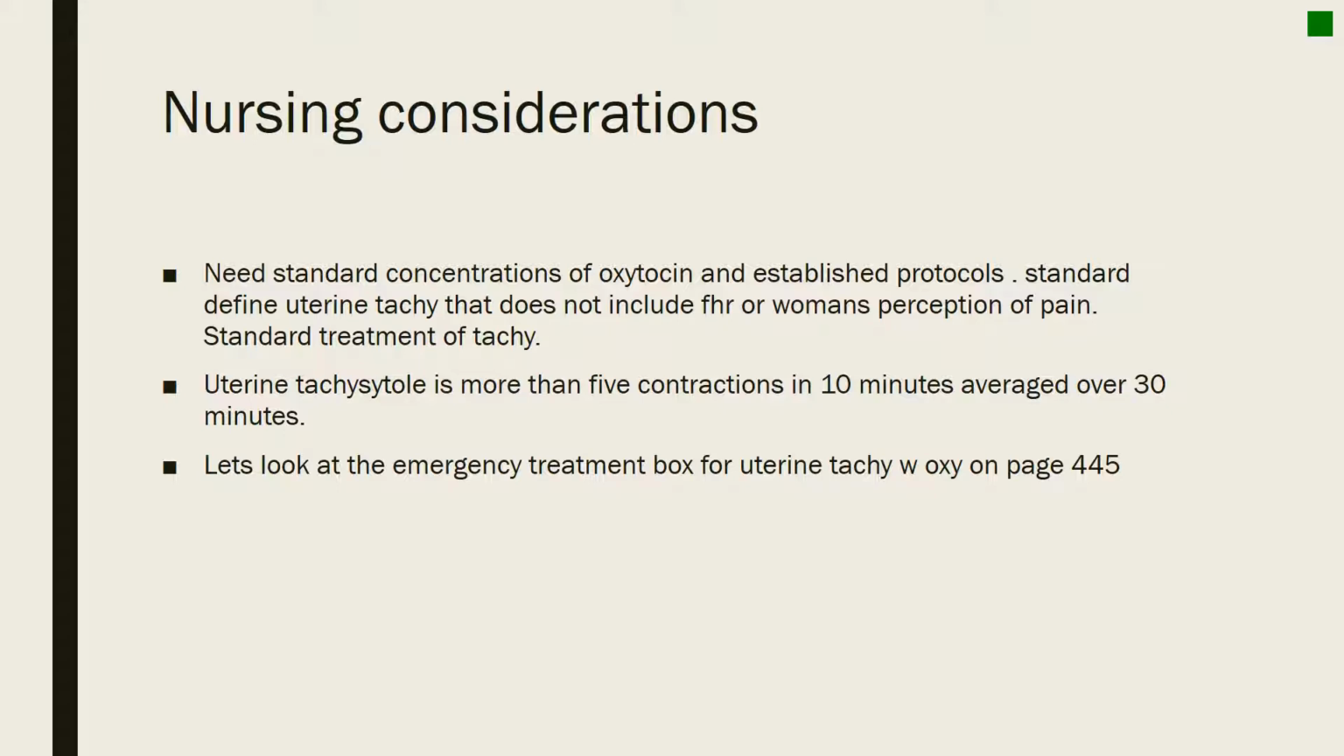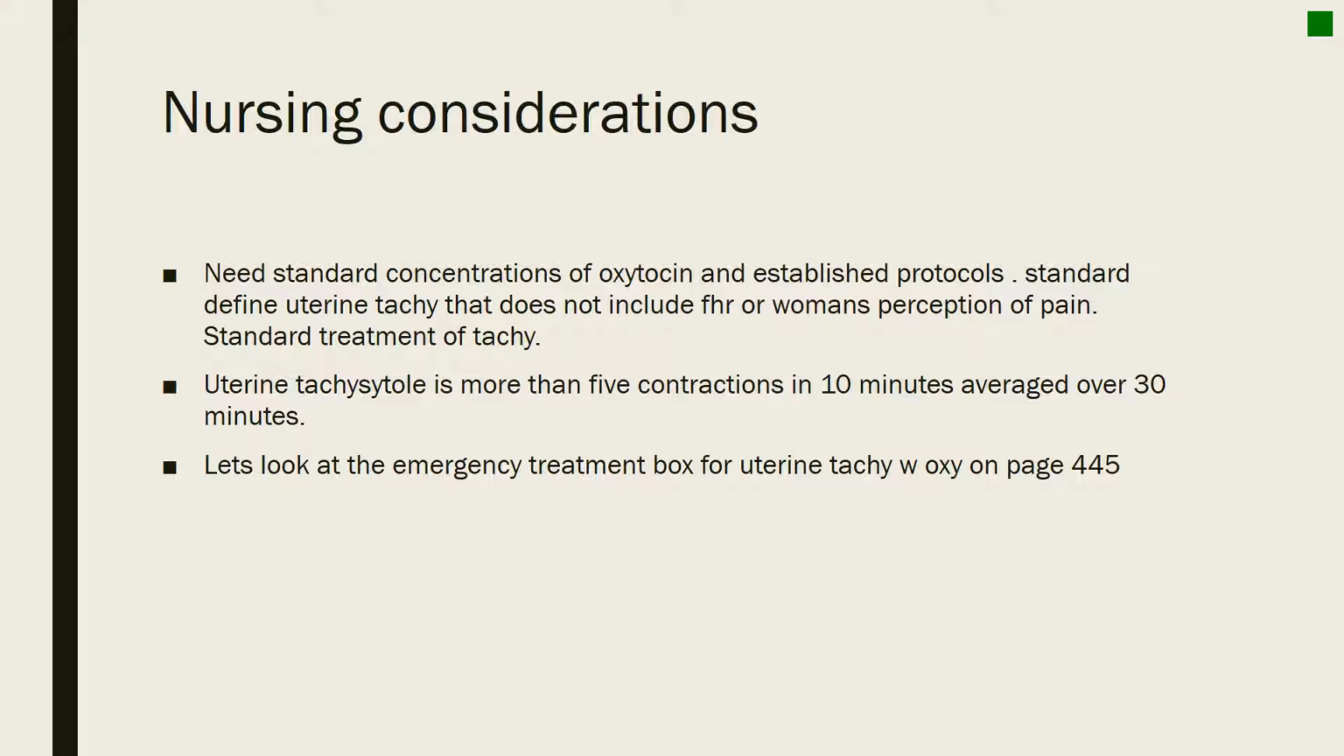All right, nursing considerations. There has to be a standard concentration, a standard preparation, a standard procedure, and there also has to be a standard definition of uterine tachysystole. And this has to not include the fetal heart rate or the woman's perception of pain to define this uterine tachysystole. So the common definition for uterine tachysystole is more than 5 contractions in 10 minutes, averaged over a 30-minute period.